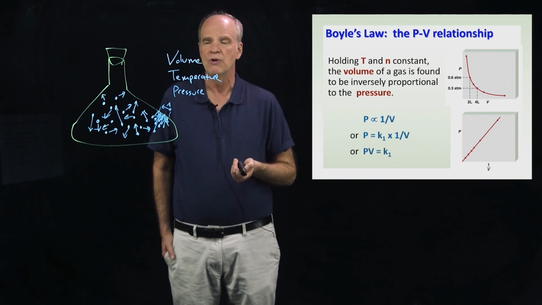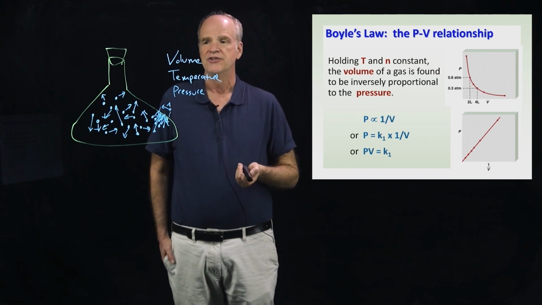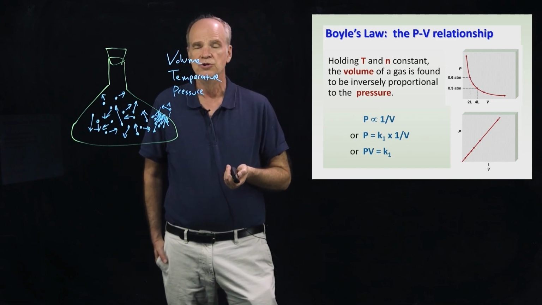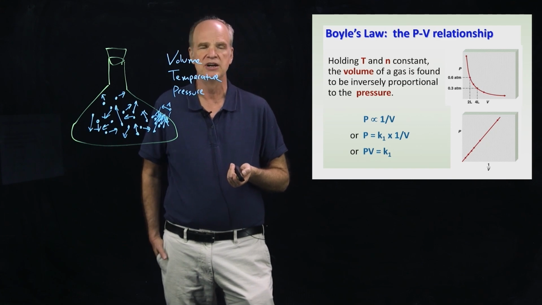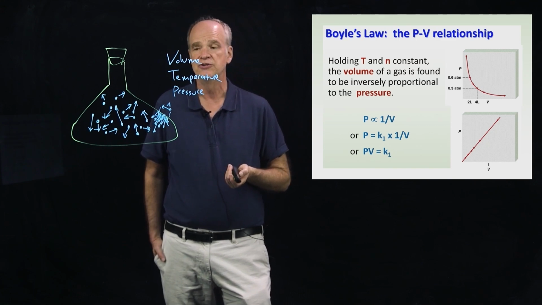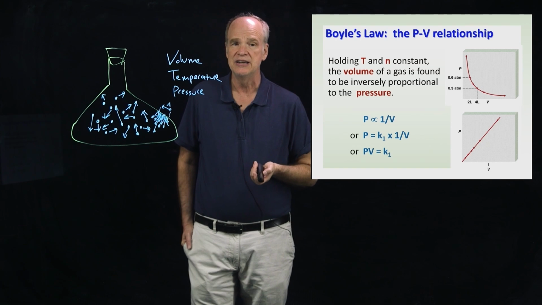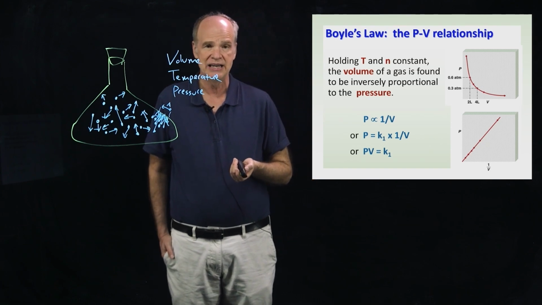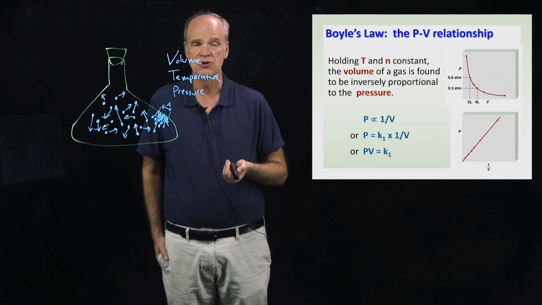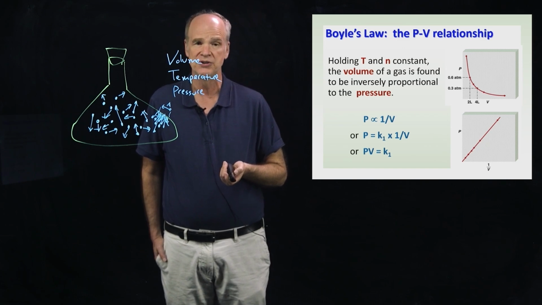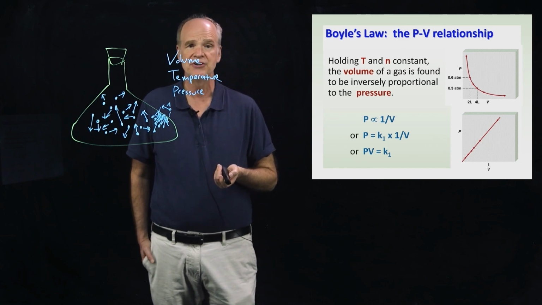Now we can rearrange the equation a little bit. We can move V from the right side of the equation to the left side. When you do that, it goes into the numerator. And so what you can see is that whenever you have a gas, whatever its pressure and its volume are, if you multiply them together, it will be a constant value.